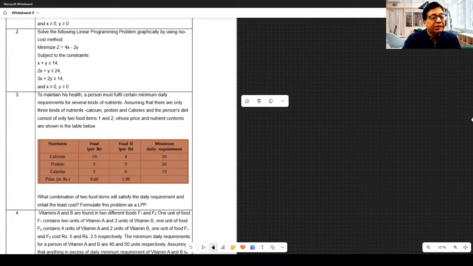To maintain his health, a person must fulfill certain minimum daily requirement for several kinds of nutrients. Assuming that there are only 3 kinds of nutrients, calcium, protein, calorie, and the person's diet consists of only 2 food items, 1 and 2. Price and nutrient content are given over there. Just go through the table once.